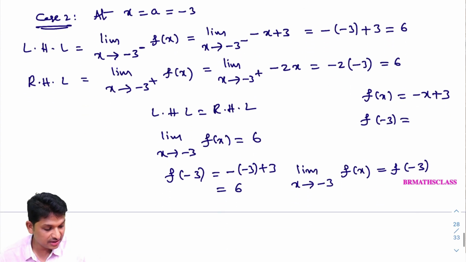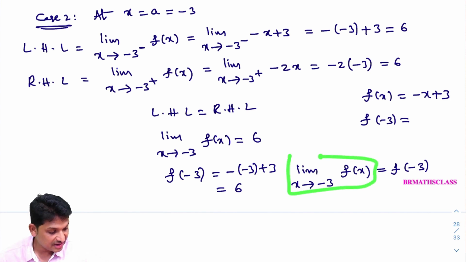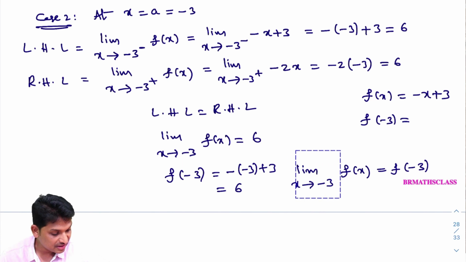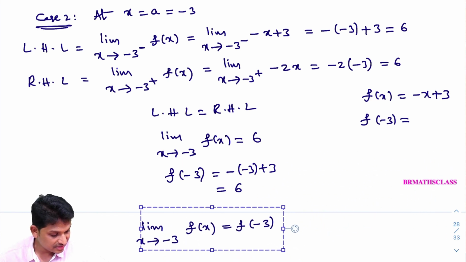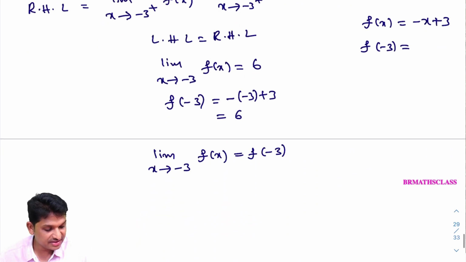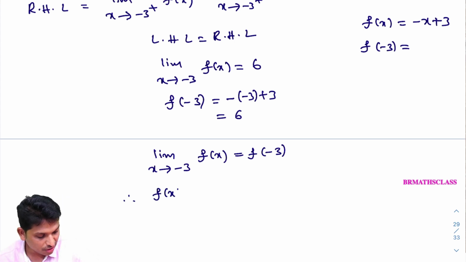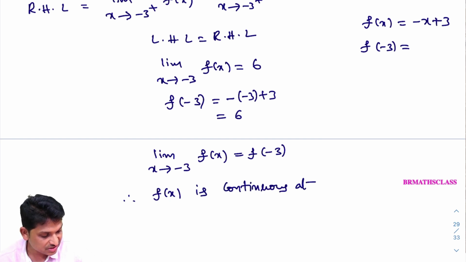So what did I get here? I calculated this one, I got 6. I calculated this, I got 6. That means these two are equal. Listen, I'll conclude. So what do I say? Limit x tends to minus 3, f of x equals f of minus 3. What can I say from this? I can say that f of x is continuous at x equal to minus 3.